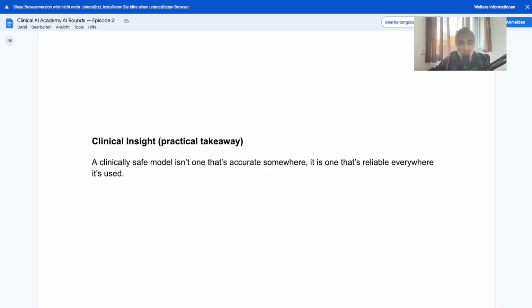So when reading an AI study or evaluating a product, check whether it's been externally validated, and ideally validated on your own dataset or on data resembling your own. If the performance data come only from the development side, it's treated as preliminary and not clinically proven.